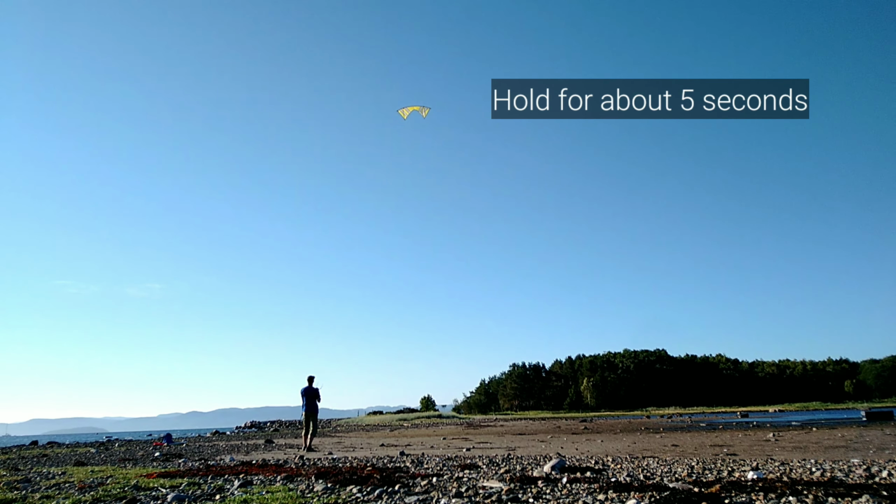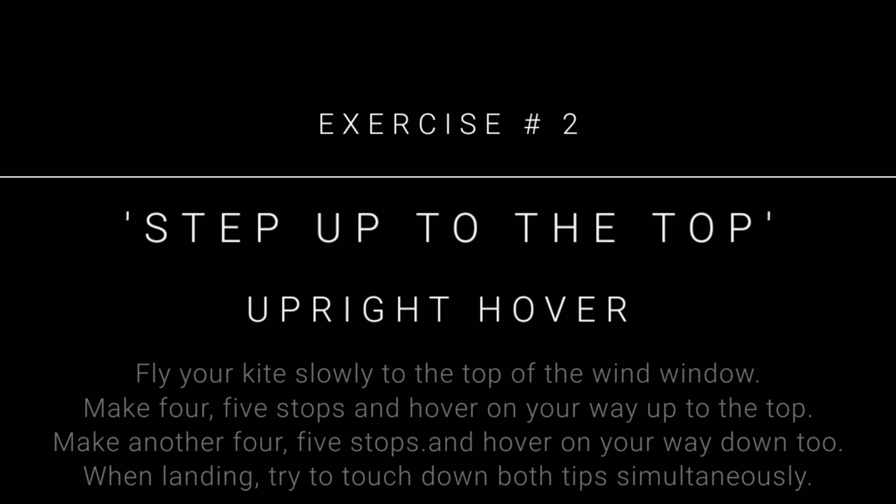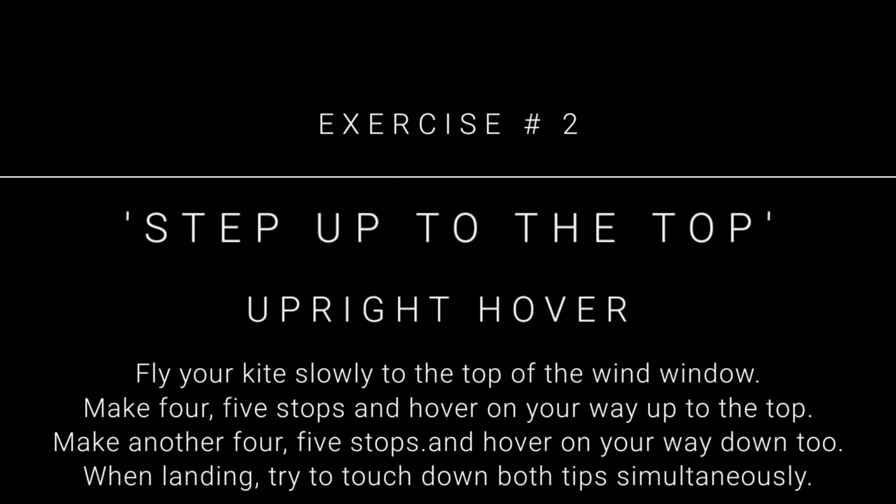Here's the next exercise for you. Fly your kite slowly to the top of the wind window. Make 4 or 5 stops and hovers on your way up to the top. Then make another 4 or 5 stops and hovers on your way coming down too. And when landing, try to touch down both tips simultaneously.